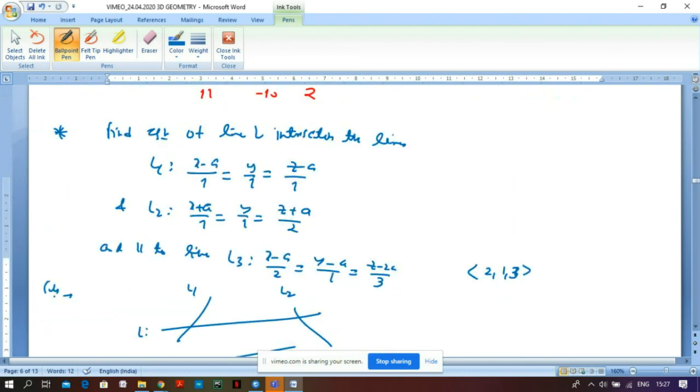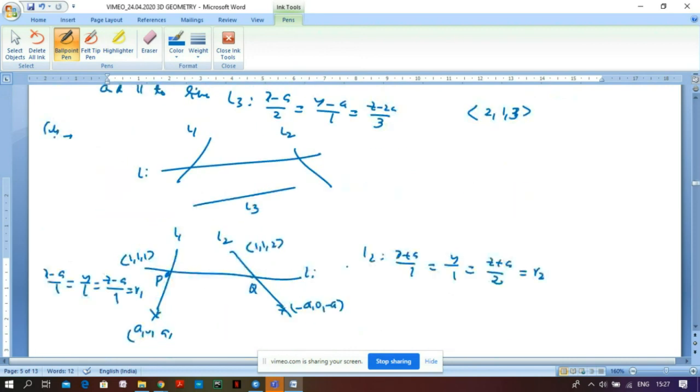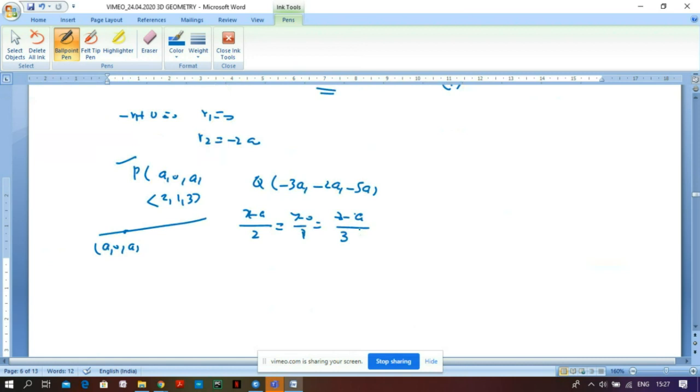Go back to the problem. Equation of line L, they intersect the lines and are parallel to the line. So this is how we get it. Of course, you can cross check that the direction is that of PQ. Taking any order, a minus (-3a) is 4a, 0 minus (-2a) is 2a, and a minus (-5a) is 6a. The direction ratios, you can take 2a out, so you will get 2, 1 and 3. So that really is good matching. It is correct.